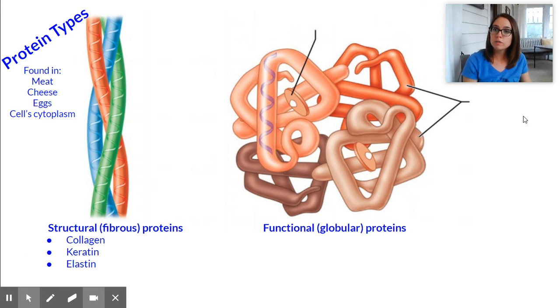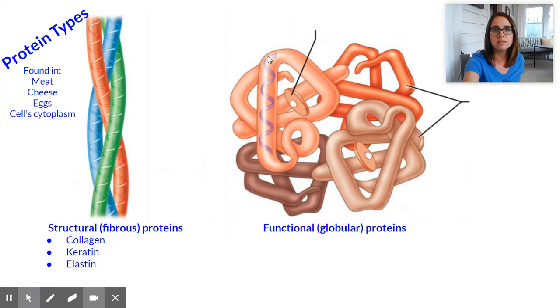The other type are called functional proteins because they do a job, or sometimes globular. And much like the fibrous proteins look like long and stringy fibers, the globular proteins look like a big blob. But the reason why they're called functional proteins is that blob, that shape, has a very special job. And you might notice in both of these pictures, these little swirls back and forth. This is basically trying to show you a ribbon of a whole bunch of amino acids all hooked together.